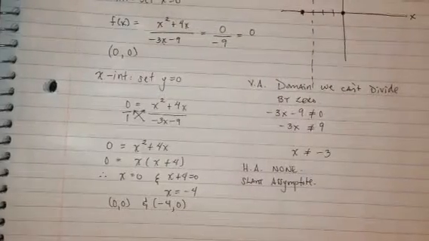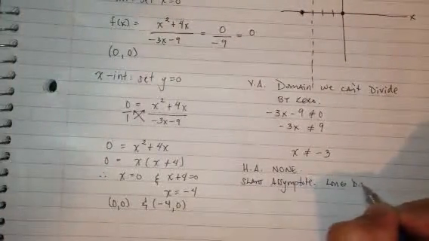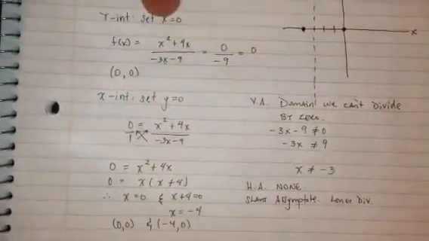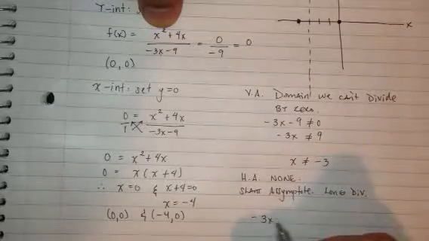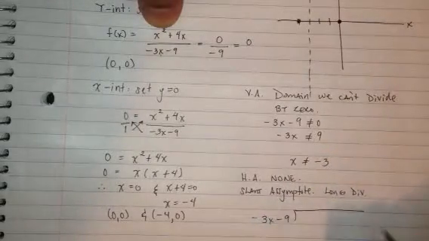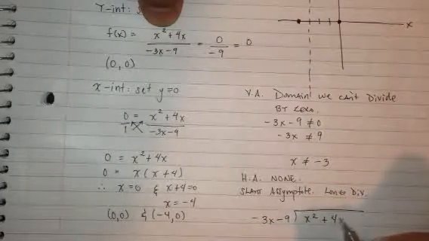Well, how do you figure that out? You're going to have to use long division. We're going to have to use long division to do that. So here's what I'm going to do. I'm going to go ahead and divide this guy. So we're going to have negative 3x minus 9, long division, x squared plus 4x.